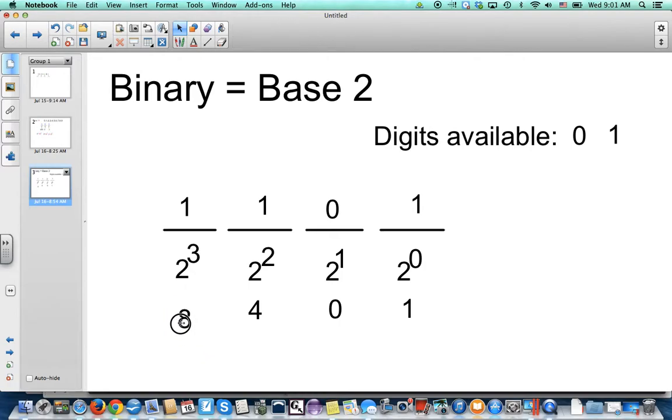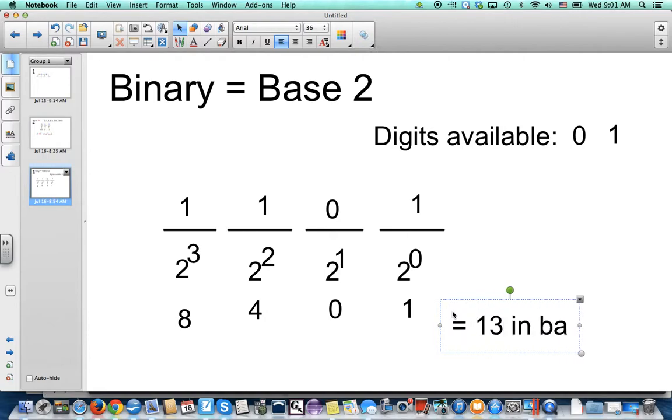Now if I wanted to know what this number 1101 is in base 10, I would just add all these numbers up. 8 plus 4 is 12, plus 0, plus 1 is 13 in base 10. And so that is how I would do a base 2. Now if you didn't get a different base before, try it again. See how it goes this time.